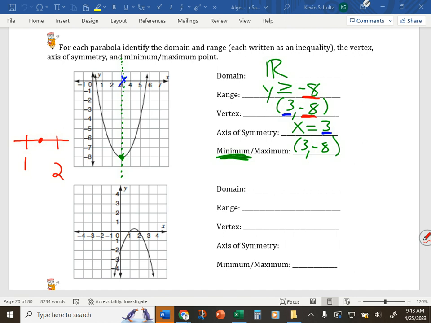Okay. All right. The rest of the page is homework for tomorrow. You can do it. That's how you math.